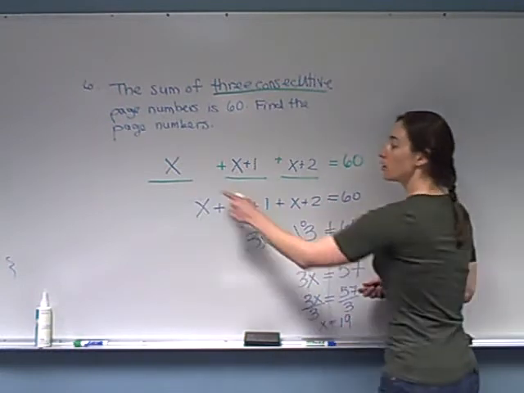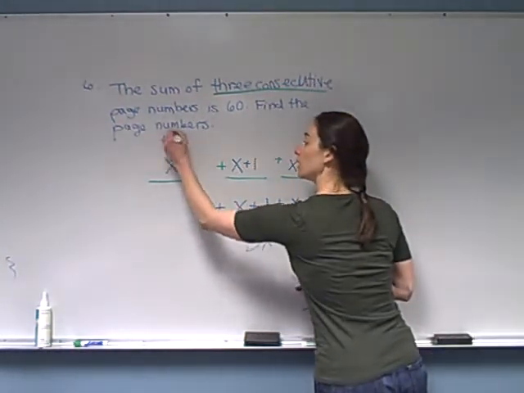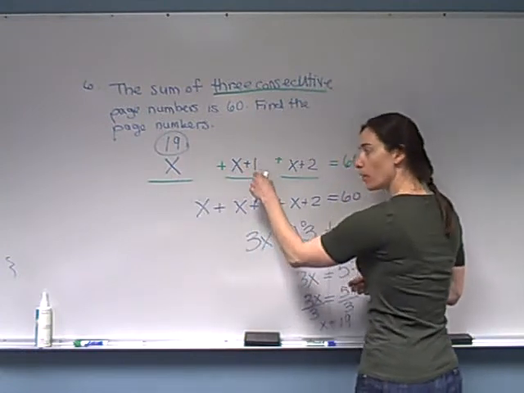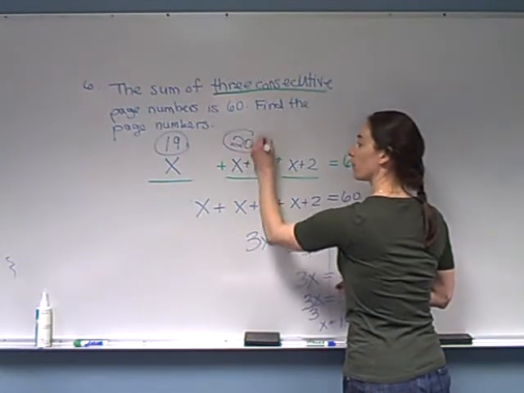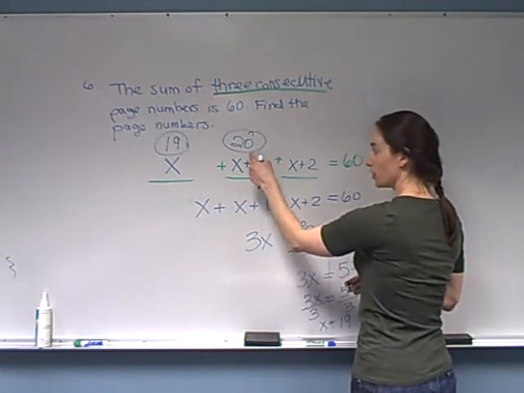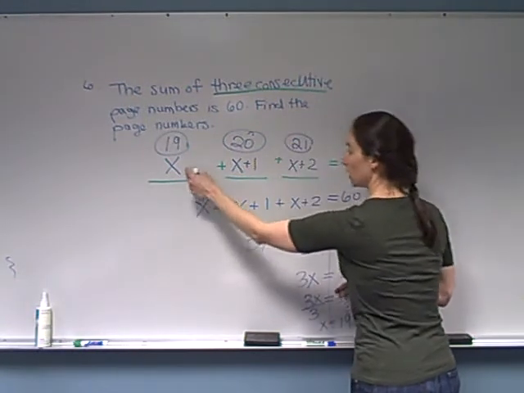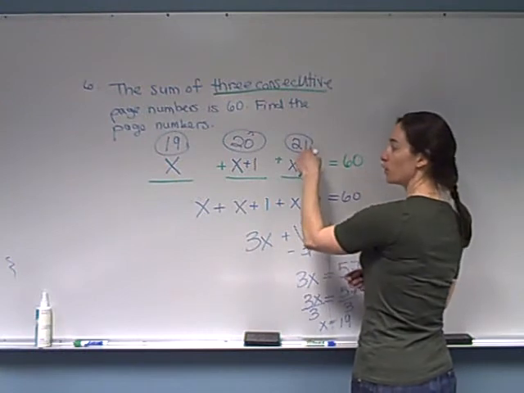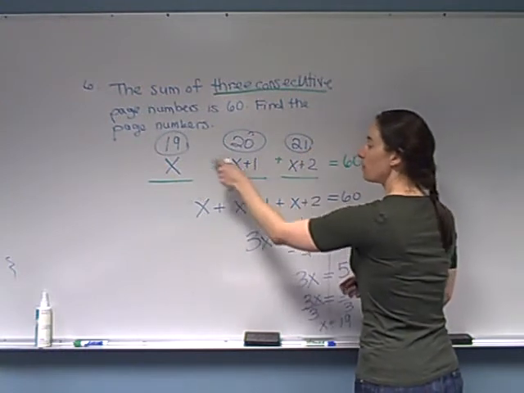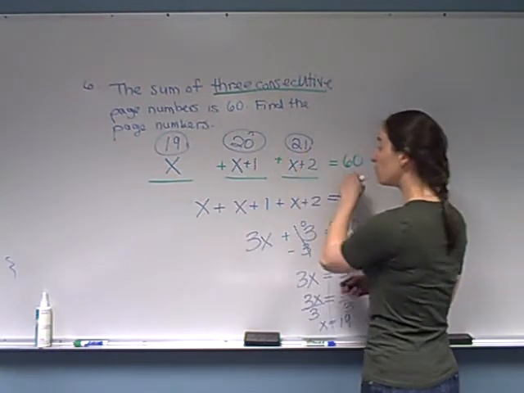numbers. So if x is the number 19, then x plus 1 brings me to 20, and that amount plus 1 more would bring me to 21. Or 19 plus 2 brings me to 21. And the sum of those, to check my answer, should be 60.